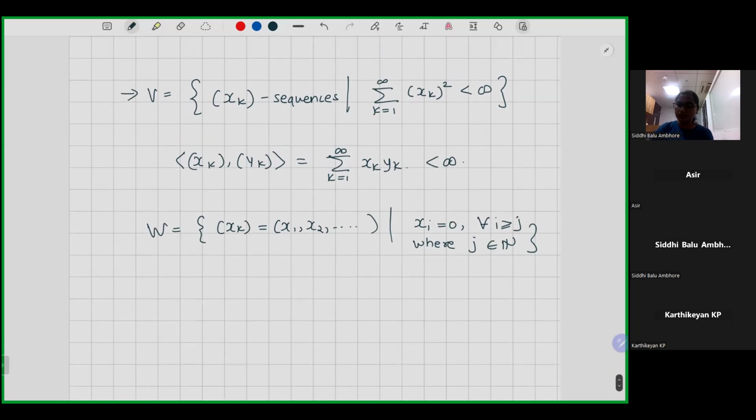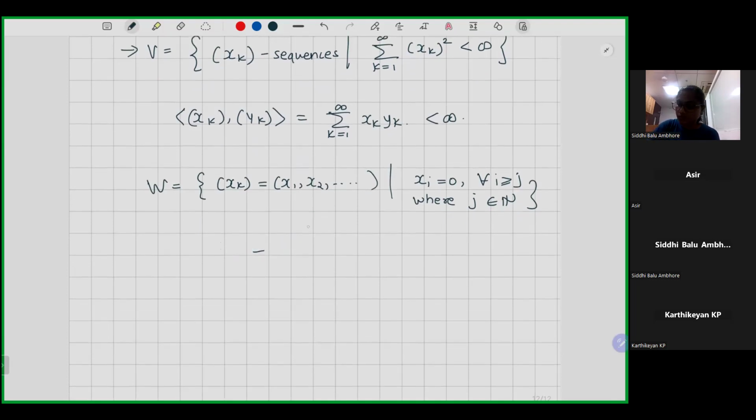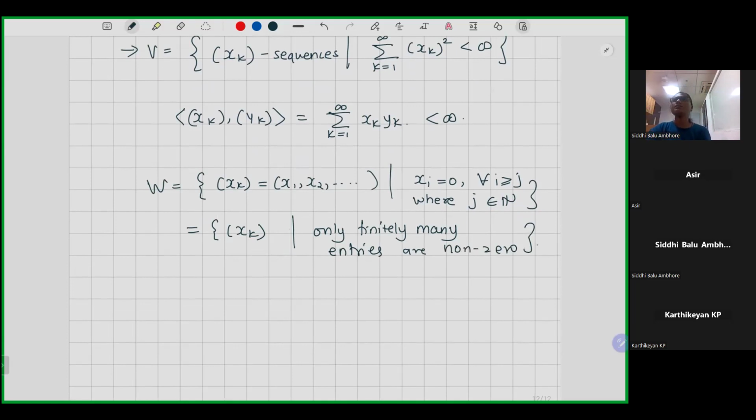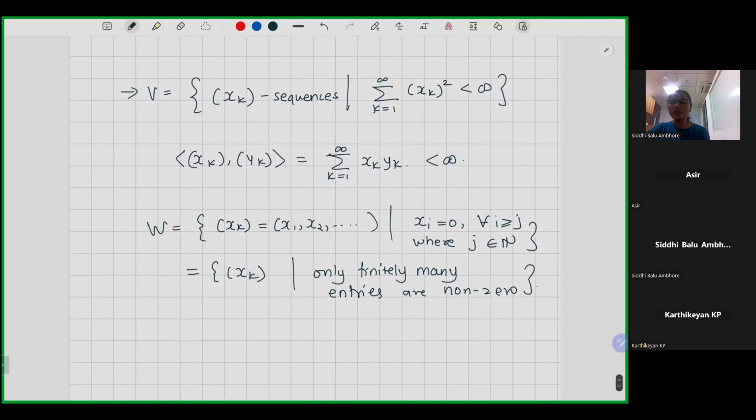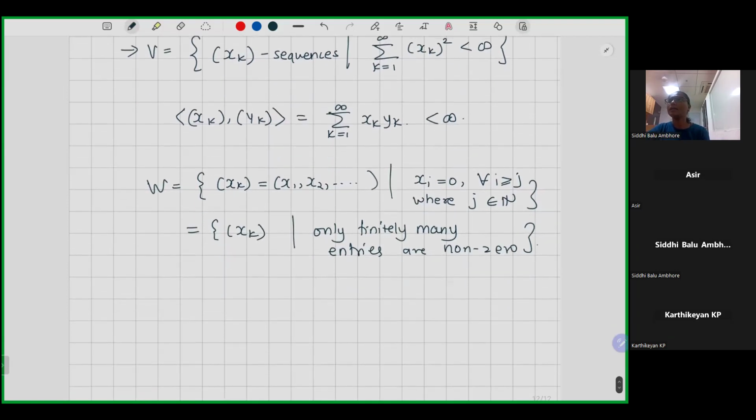And this W definitely belongs to this V, right? Because W has, in short, x_k such that only finitely many entries are non-zero, the rest are zero. Then this W is contained in this V because these are finitely many numbers. Then the summation of these finitely many numbers will be some finite number again.